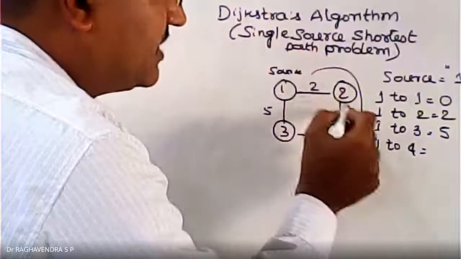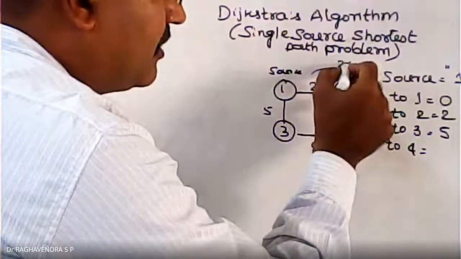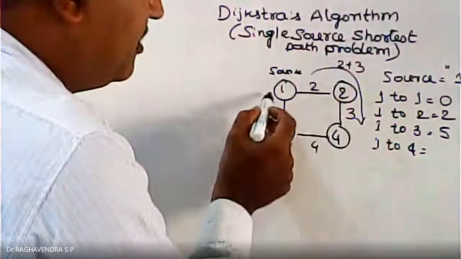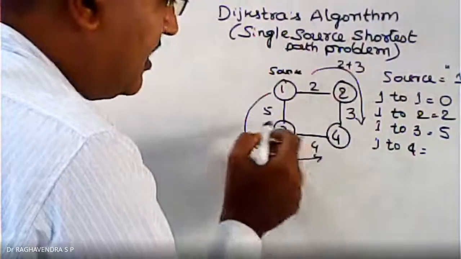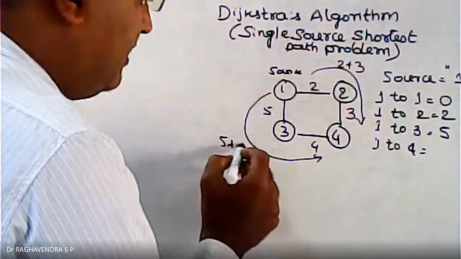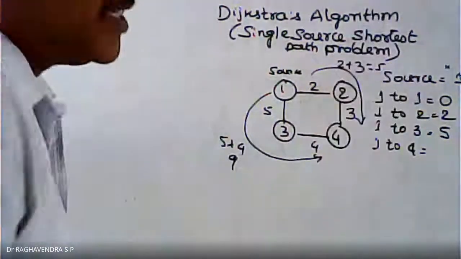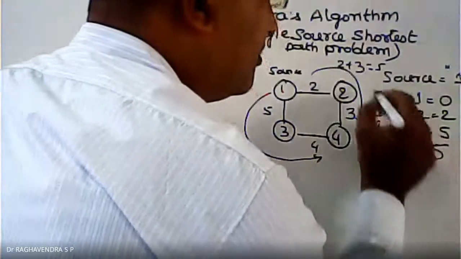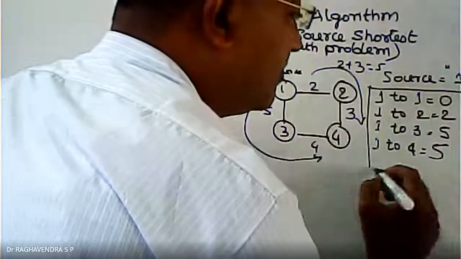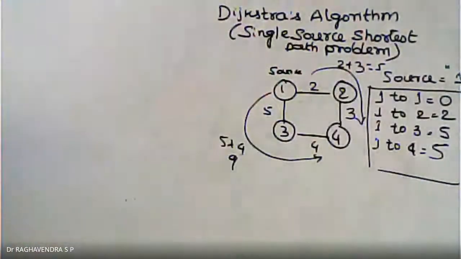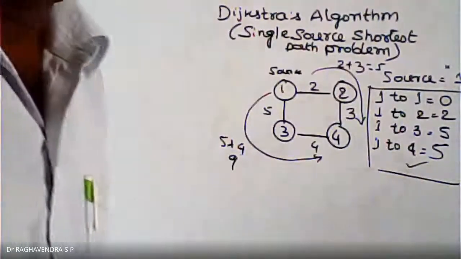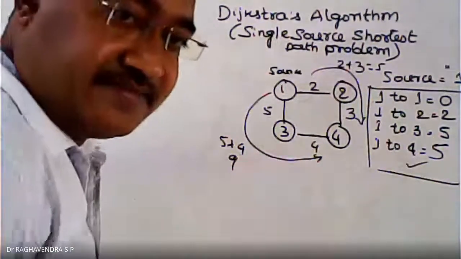If you travel this way, it is 2 plus 3, that is 5. If you travel from here, it is 5 plus 4, that is 9. So which is the shortest distance? 5. This is what you have to find out. Got it? Clear? Shall I rub this?